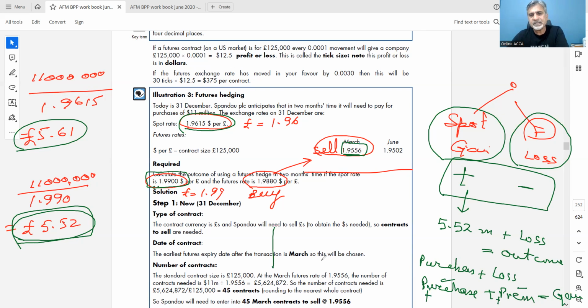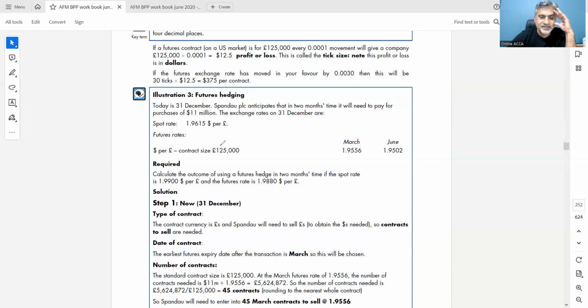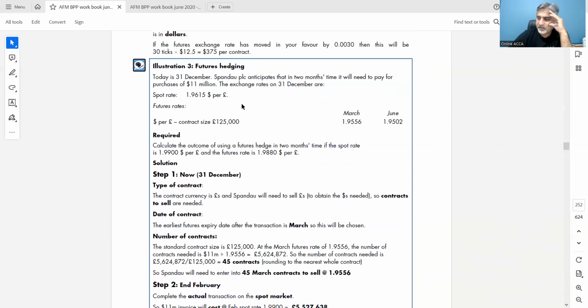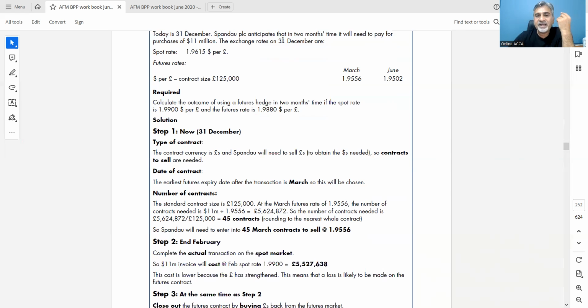Okay. So let's start doing this question now. I just explained the topic again. So this is here. Then they said required, calculate the outcome of using a future hedge. So what do you do? Step number 1, identify what type of contract you are going to use.